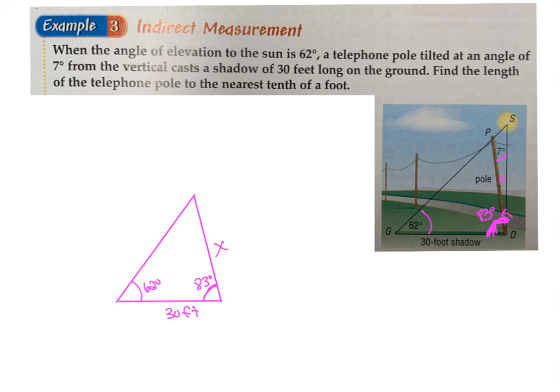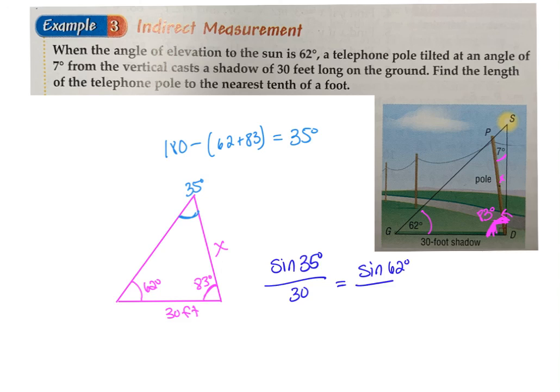I need a side and the angle opposite that side. I don't have the angle opposite the side, but I can easily solve for it. How do I do that? Yeah, so 180 minus 62 plus 83 gives me what? 35. All right, so this guy is 35. Easy enough. I'm going to use the law of sines. Law of sines here. Sine of 35 over the 30-foot shadow should equal sine of 62 over the height of my pole. Cross multiplication will solve it for me.